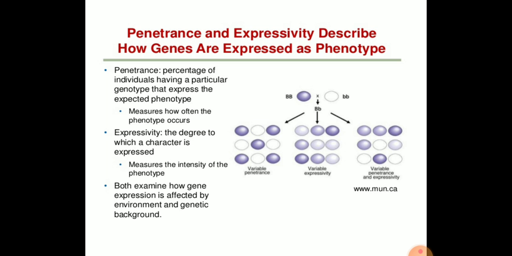Here I have said that penetrance is the percentage of individuals having a particular genotype that express the phenotype. That is true, because the genotype is very important for penetrance and expressivity. In expressivity, it is the degree to which the character is expressed. So when the character is expressed, only then does expressivity also take place.